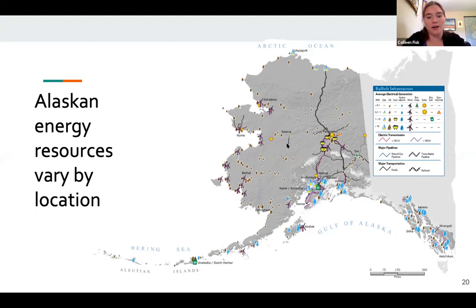And then in other areas where they may not have access to natural gas or hydro, especially for electricity, you see these oil droplets. So they're importing diesel fuel or fuel oil, which are generally used interchangeably, to generate electricity in their communities, along with some wind along the coast, which Tyler will talk more about yesterday.